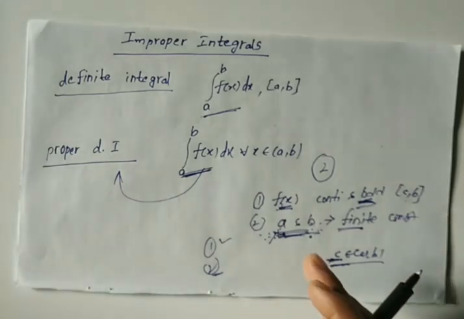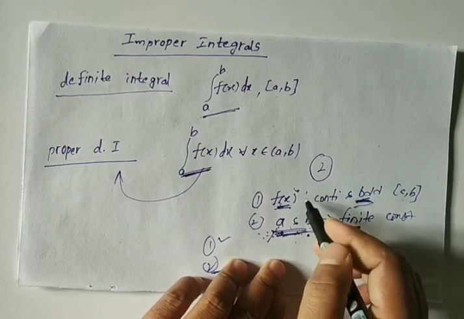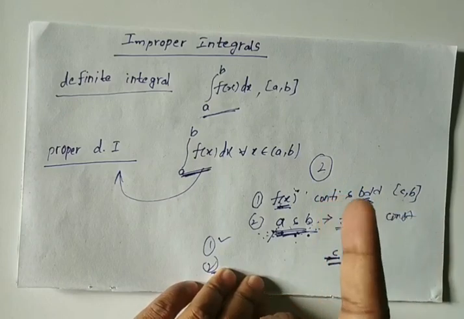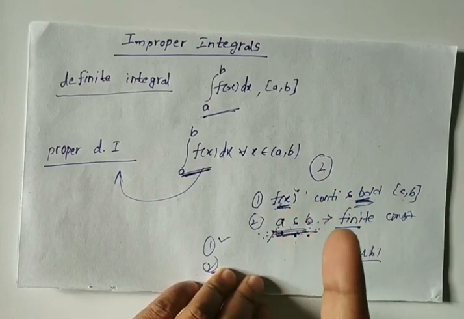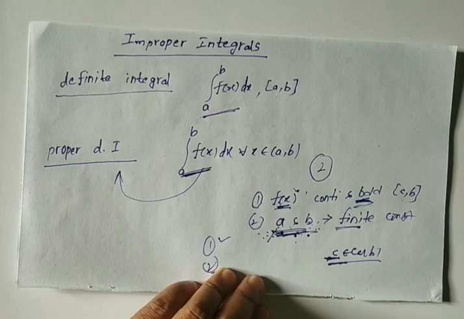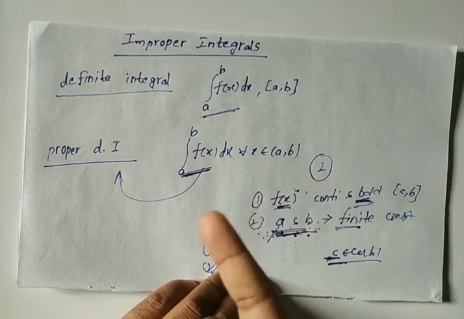Don't confuse. Based on these two conditions, there are two types of improper integrals. First one is improper integral of the first kind. Second one is improper integral of the second kind. Write down the definition of proper definite integral and also improper integral.